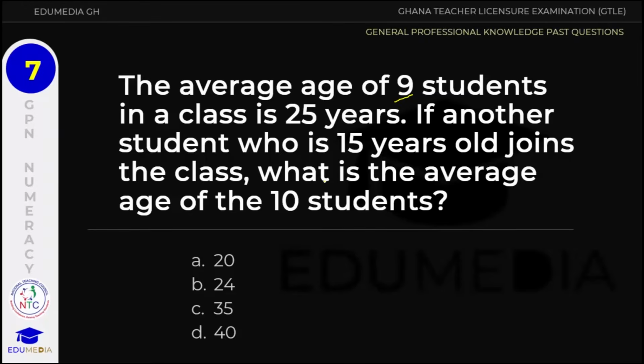Remember, a division was applied when you are dealing with averages, a division that was applied to get this 25 years. Therefore, we're going to take 25, that's the average age, times the 9. That's the number of students. And this will give us a total of 225 years. So this is the total age of the original 9 students. Then the 10th student is adding up, and this student is coming with his own age, which is 15. So therefore, it's going to be this 225 plus 15. And then our total age is now going to be 240.